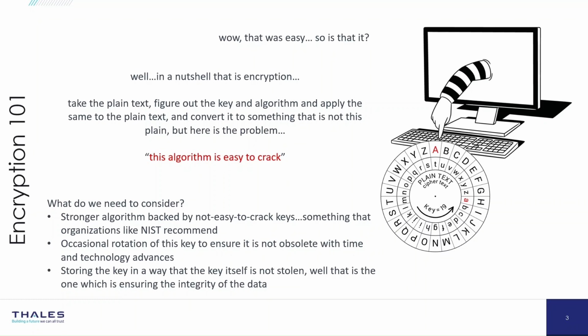And we also need to make sure that the key that we are using is stored properly. It's not easily accessible to everyone, because it is the thing which is unique to your crypto operation.